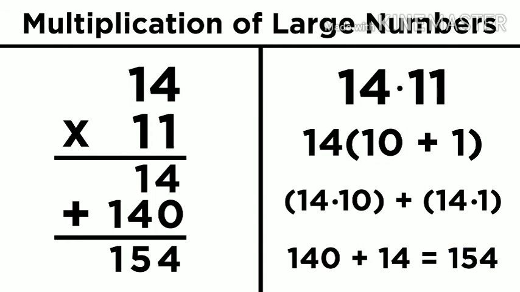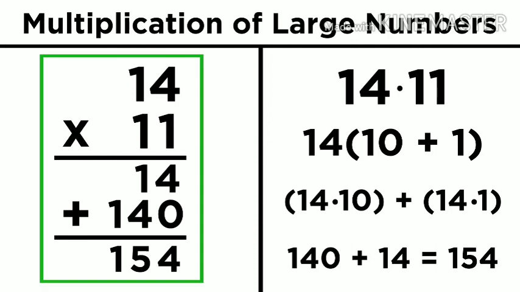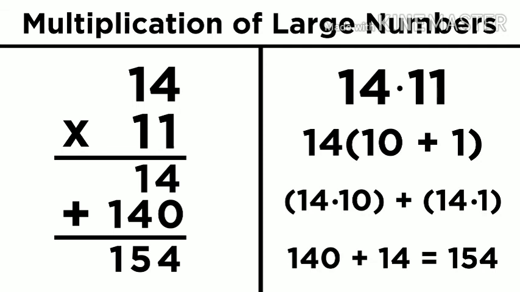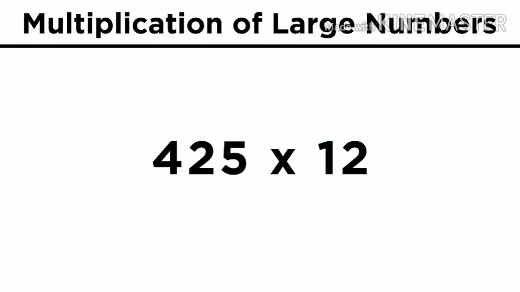Really, these two methods are doing exactly the same thing. It's just that one follows a rigid algorithm, while the other involves a little more creativity, as we have to look at the numbers and develop a strategy as to how we might restate these numbers to make things easier for ourselves. Let's try another one, 425 times 12.